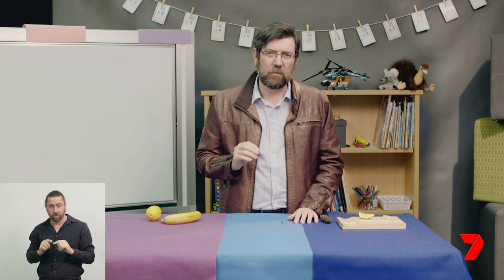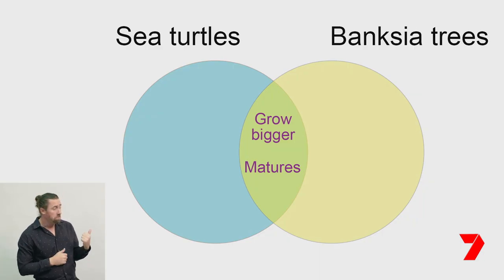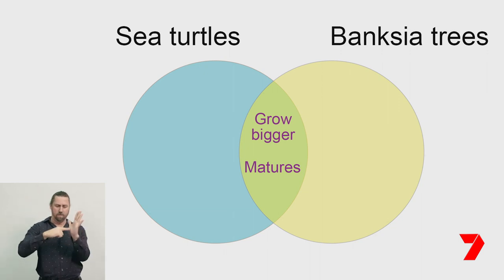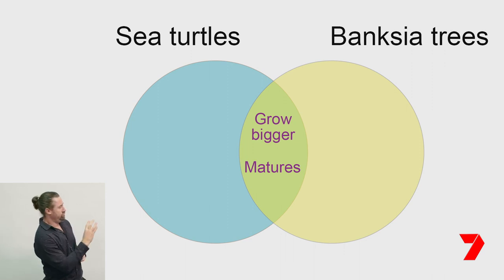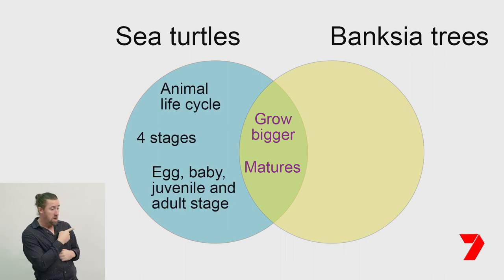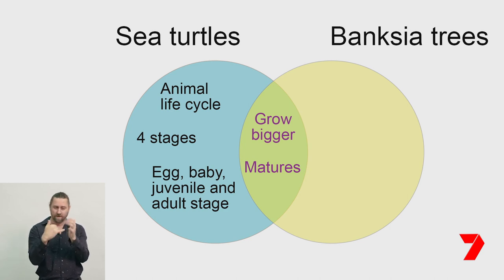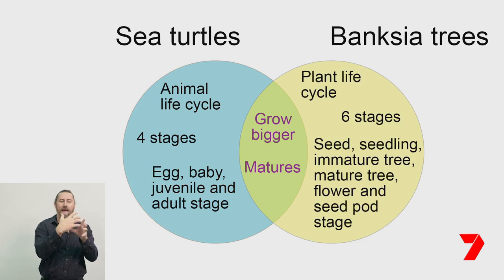Okay, now we've explored the life cycle of these living things, how are they similar? Both the Banksia tree and the sea turtle grow bigger and mature, so we can place these in the overlapping parts of the Venn diagram. How are they different? The sea turtle goes through four stages of its life cycle that includes egg, hatchling, juvenile, and adult stage, whereas the Banksia tree goes through a six-stage life cycle that includes seed, seedling, immature tree, flower, and seed pod. Let's add these features to the Venn diagram.